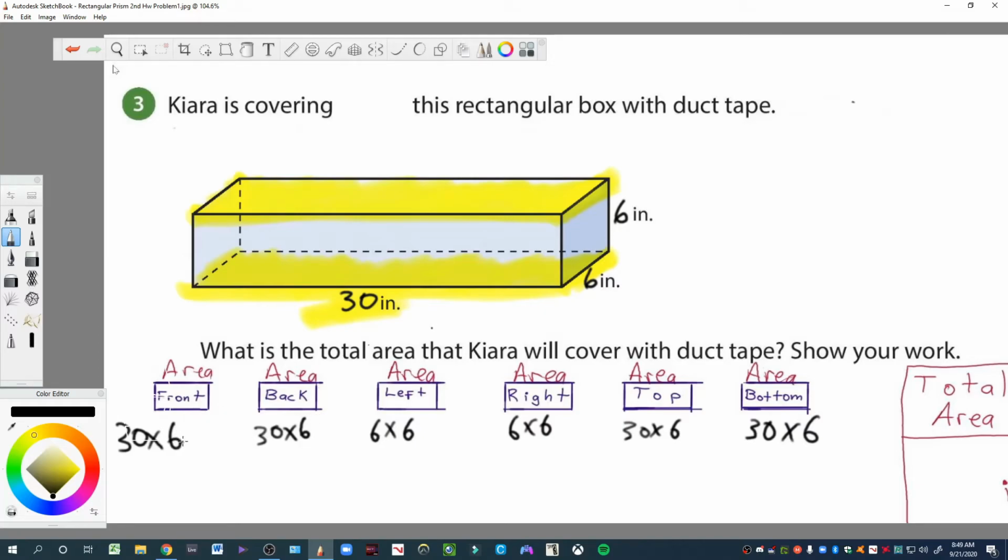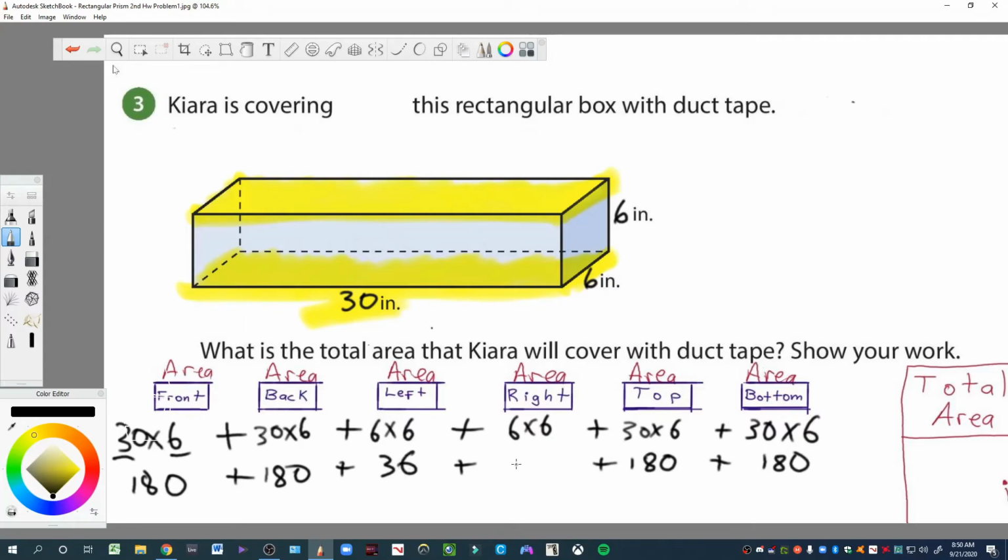Once you have this, you need to multiply everything out and then add it up. The good thing is that if you know what 30 times 6 is once, you'll know what to do for the other 30 times 6's. So 3 times 6 is 18. Then we put in the 0. It's 180. So these would be 180. 6 times 6 is 36. Now when I add this, I have four 180s and two 36s.